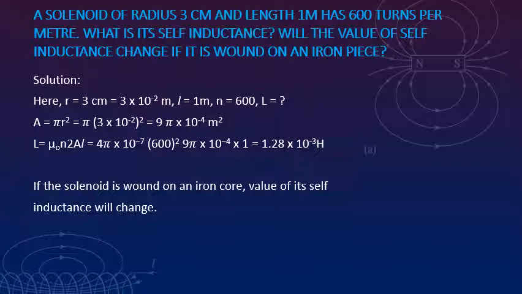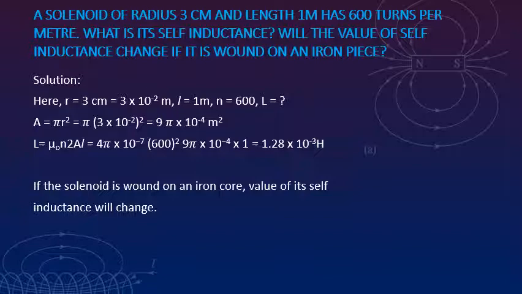A is equal to pi r square. That will be equal to pi into radius is replaced by 3 into 10 power minus 2 whole square. That will be equal to 9 pi into 10 raised to minus 4 meter square.